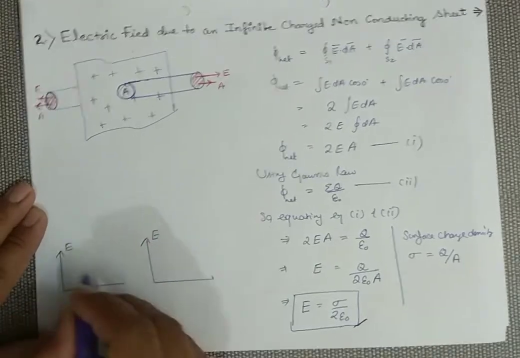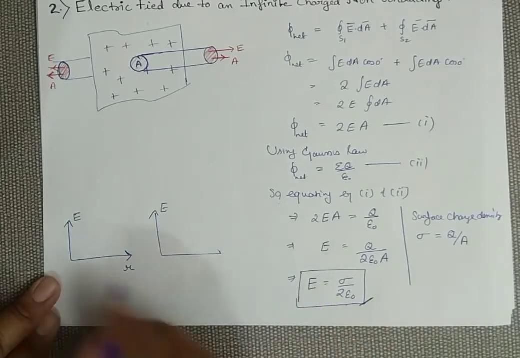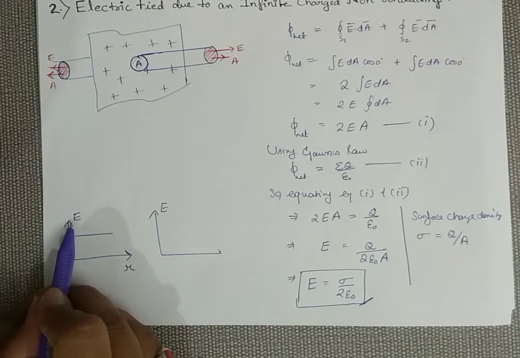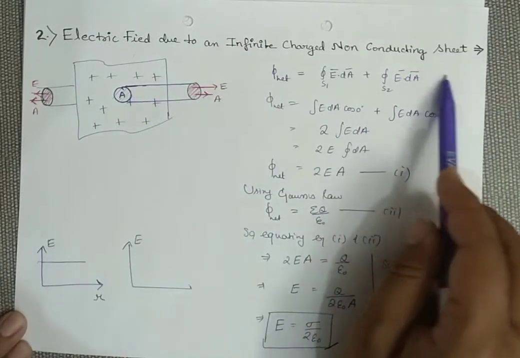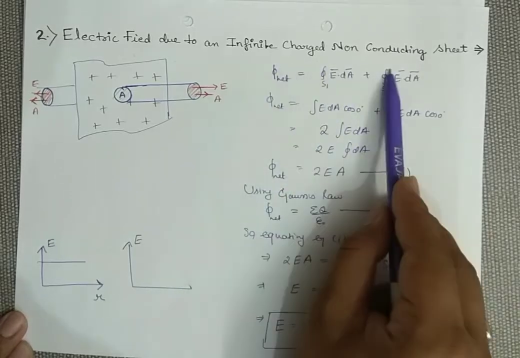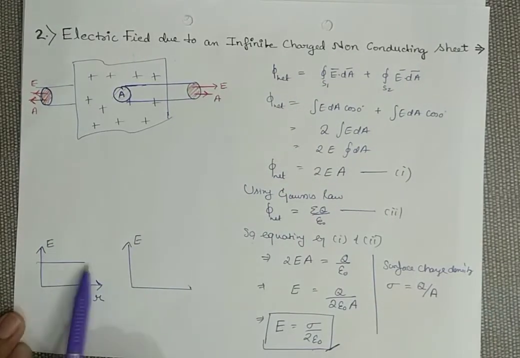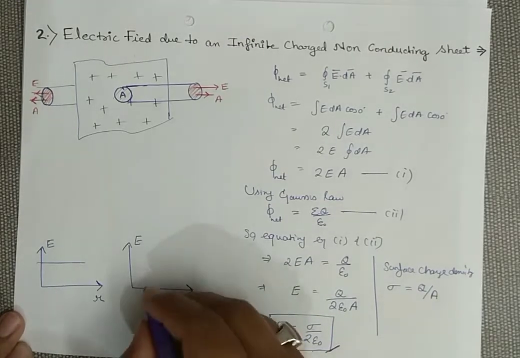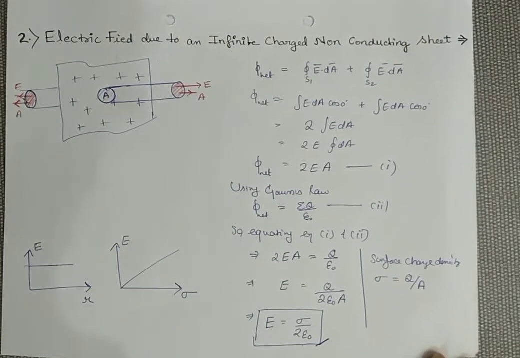First plot is representing electric field with distance r. As there is no relation between them, we just take a straight line. Many times this graph has been asked: draw the electric field and distance variation for an infinite charge non-conducting sheet. They do not depend, so E is just a straight line. And if I have to draw electric field with sigma, E and sigma linearly depend on each other. So this was for the non-conducting sheet.